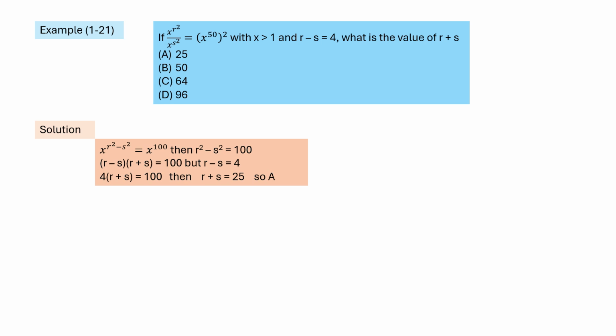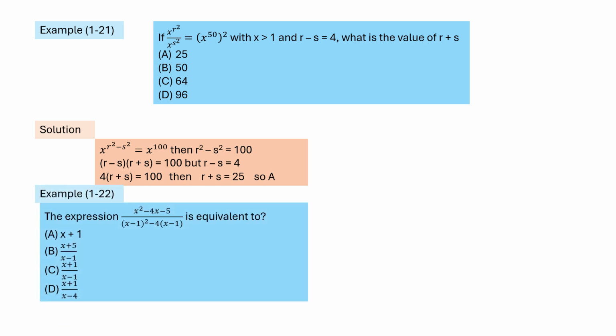Look at the left hand side. We have studied before the difference of two squares. So r minus s times r plus s equals 100. But the given was r minus s equals 4. So replace r minus s by 4. So 4 times what equals 100? So r plus s will be 25. So the answer is A.